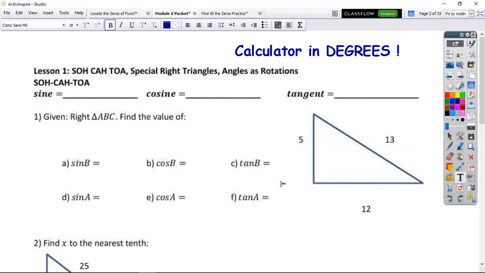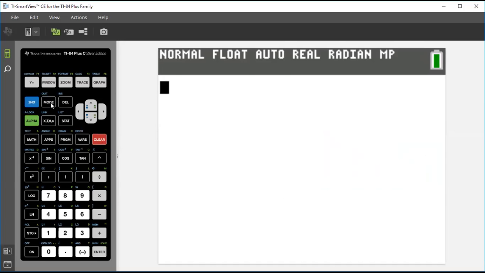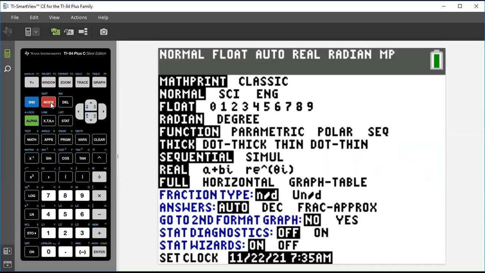First thing we need to do is put your calculator into degree mode. This is really critical or else you're going to get every single answer wrong. So you want to hit the mode key, and where it says radian, you need to change it into degrees instead.